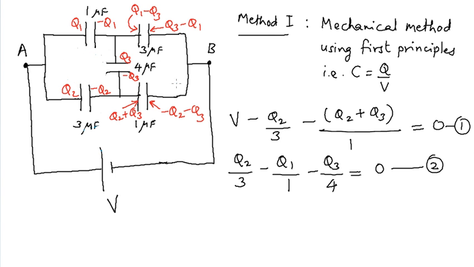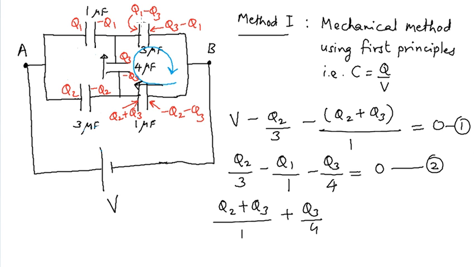And finally the third loop equation can be got by traveling in this loop in the clockwise direction like this, and the terms involved in the equation will be as follows. If I travel through the bottom capacitor from right to left, the potential difference I encounter is Q2 plus Q3 divided by 1 microfarad, and in this capacitor when I travel from bottom to top, the potential difference is plus Q3 divided by 4 microfarads.